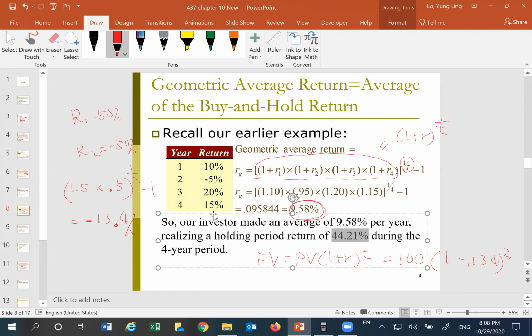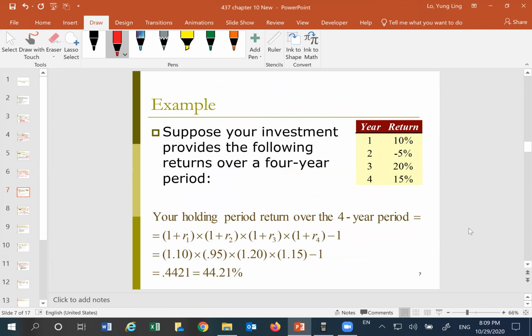Okay, so from time 0 to the end of year 4, this is my total return, which is 44.21%. Okay, so that's how you interpret the holding period return from the earlier slide here.